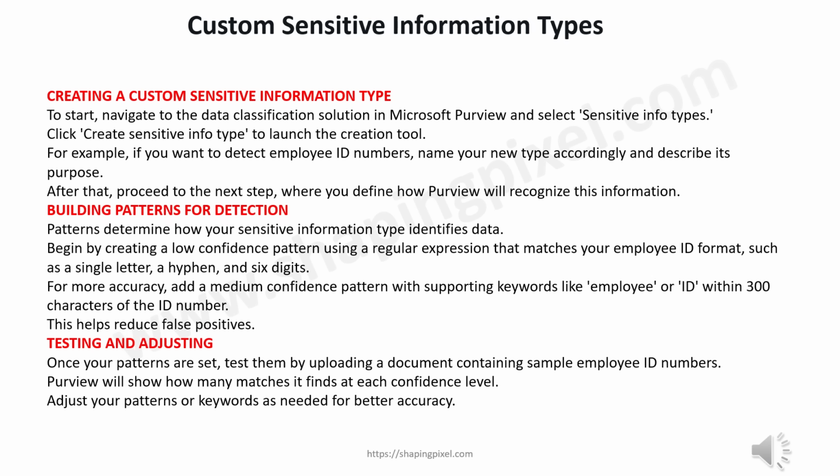Patterns determine how your sensitive information type identifies data. Begin by creating a low-confidence pattern using a regular expression that matches your employee ID format, such as a single letter, a hyphen, and 6 digits. For more accuracy, add a medium confidence pattern with supporting keywords like employee or ID within 300 characters of the ID number. This helps reduce false positives.